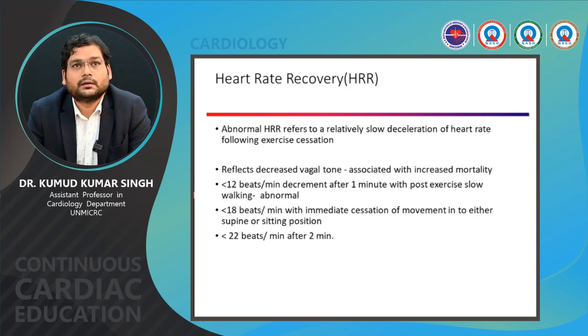Heart rate recovery. Abnormal heart rate recovery refers to a relatively slow deceleration of heart rate following the exercise cessation. It reflects the decreased vagal tone and it is associated with increased mortality. So abnormal heart rate recovery is having less than 12 beats per minute decrement after 1 minute with post exercise slow walking, and or less than 18 beats per minute with immediate cessation of movement into either supine or sitting position, or less than 22 beats per minute after 2 minutes.